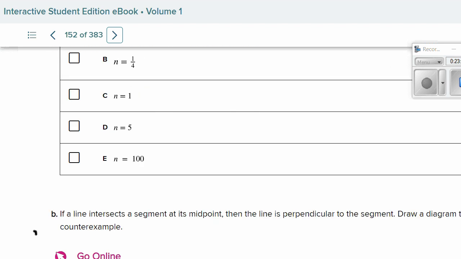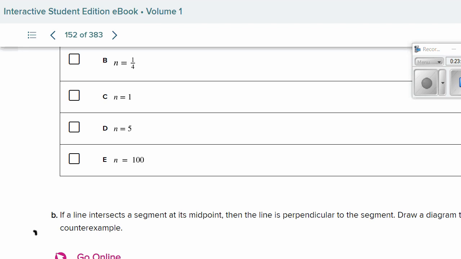Last one. If a line segment intersects a segment at its midpoint, so let's do this. Let's draw a line segment, and let's put a midpoint there. Okay. It says if a line intersects a segment at its midpoint, then the line is perpendicular to the segment.